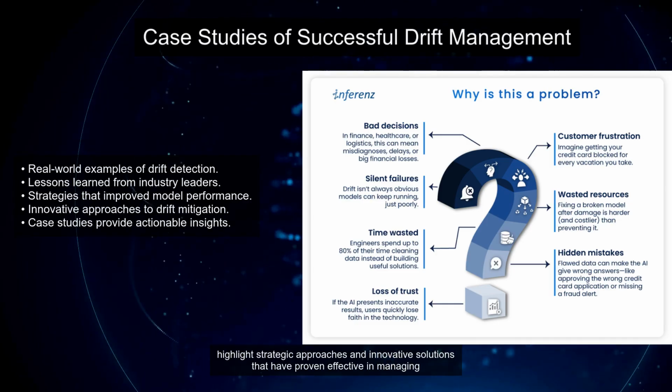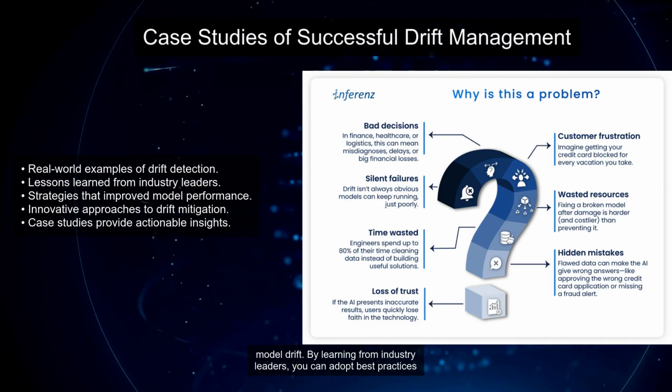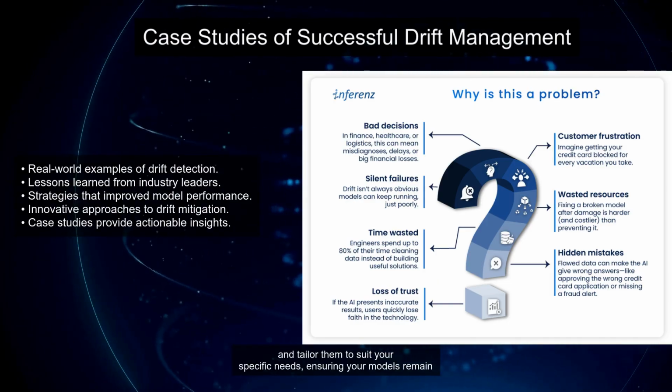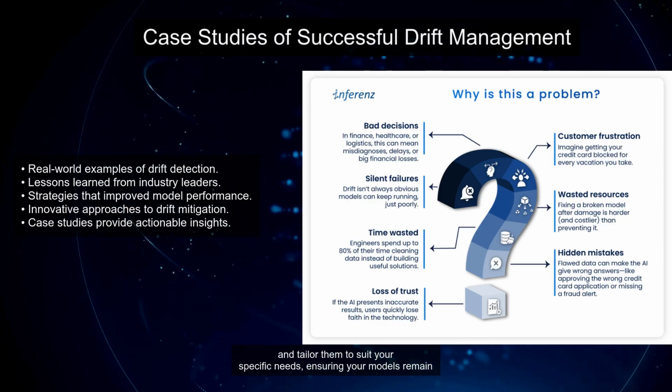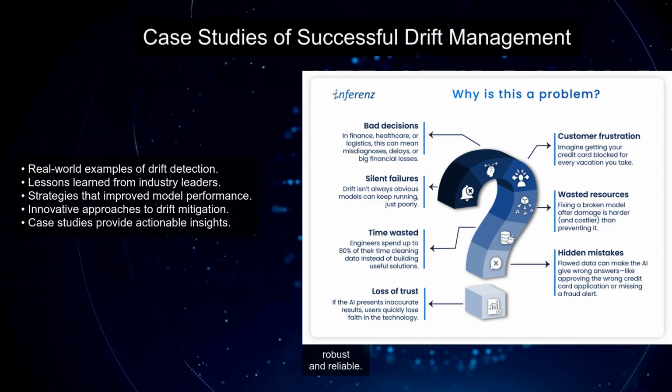These examples highlight strategic approaches and innovative solutions that have proven effective in managing model drift. By learning from industry leaders, you can adopt best practices and tailor them to suit your specific needs, ensuring your models remain robust and reliable.